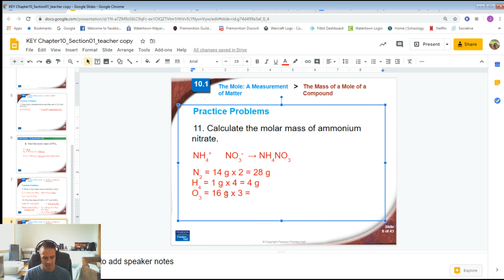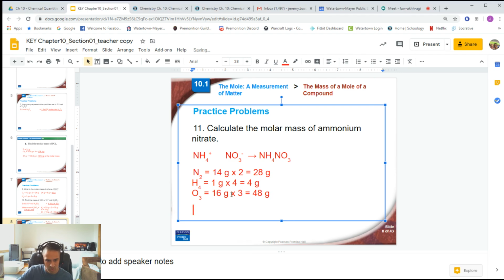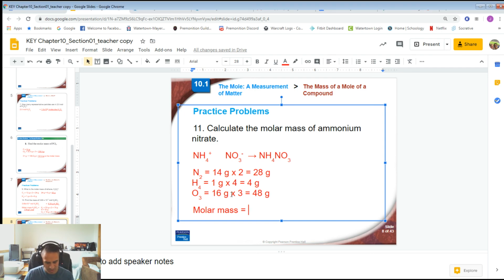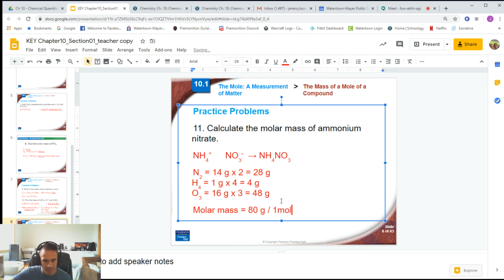So let me do this on a calculator, even though I should be able to do it in my head. That's okay. So 16 times that by 3, that is 48 grams. And then we add them all together to get our total. Okay, so molar mass is going to be equal to 28 plus 4 plus 48, and that is 80 grams per 1 mole. Okay, that is our molar mass. Bam. There's our final answer.